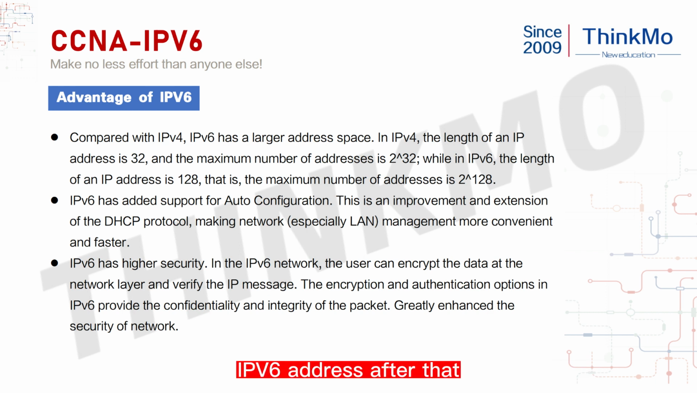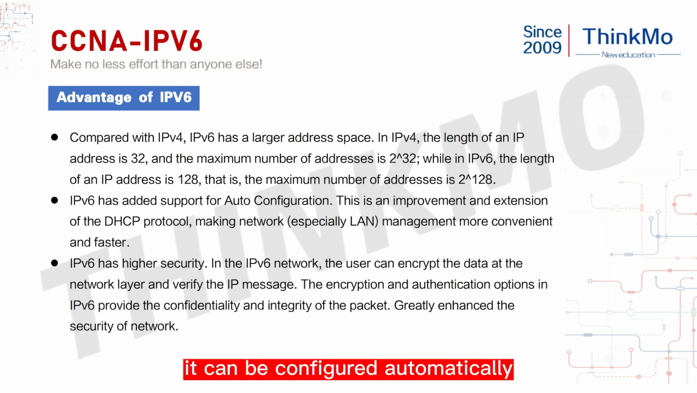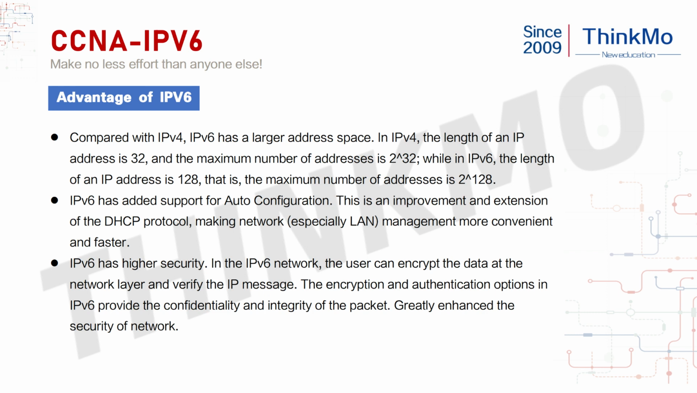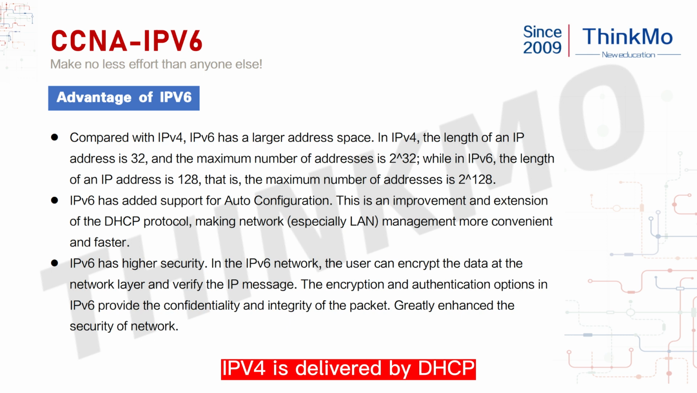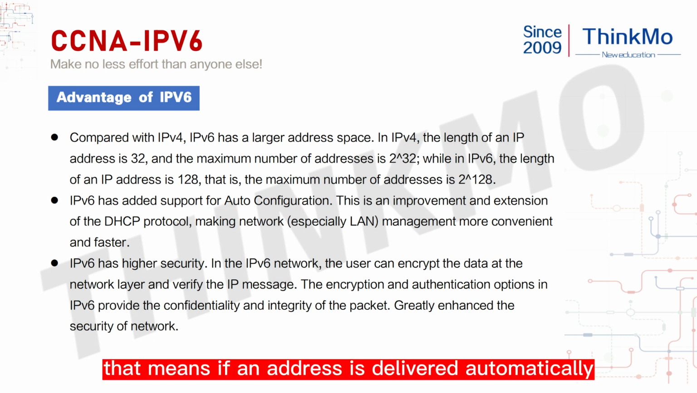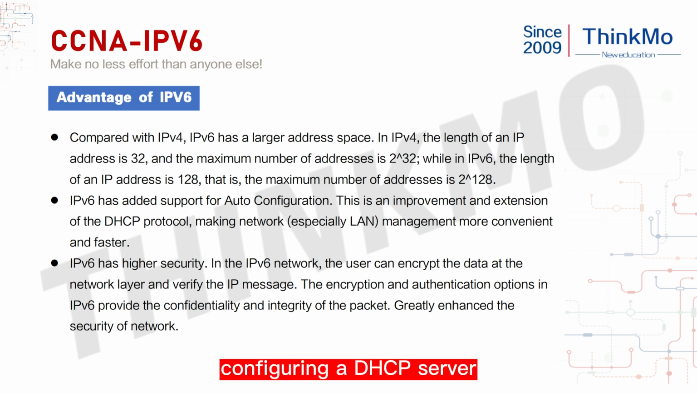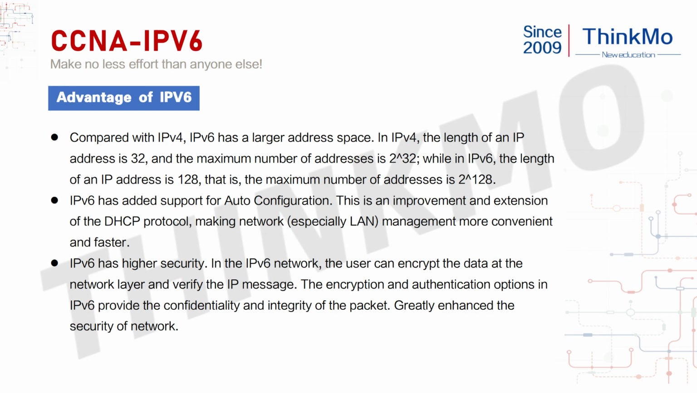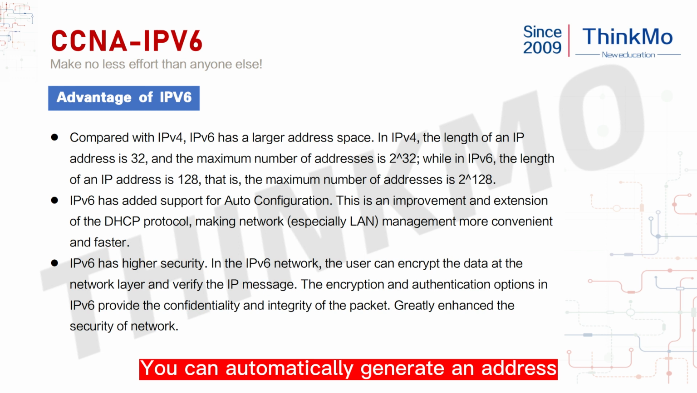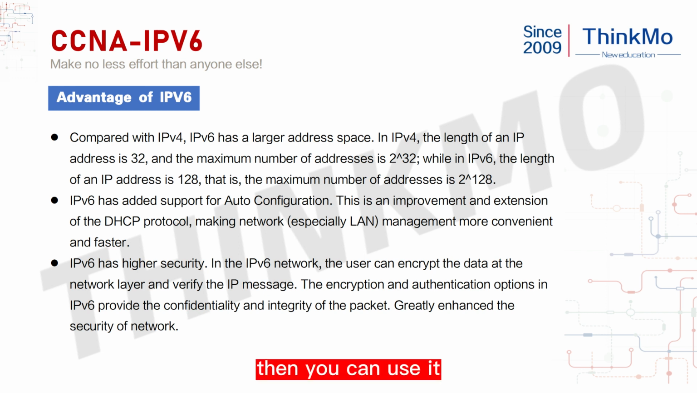IPv6 addresses can also be configured automatically. Can't IPv4 be configured automatically? IPv4 is delivered by DHCP. That means if an address is delivered automatically, someone needs to understand the Internet and configure a DHCP server. For IPv6, just plug in the cable and you can automatically generate an address. Then you can use it. This is the advantage of IPv6.